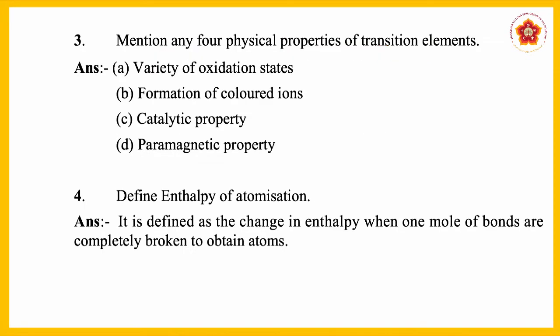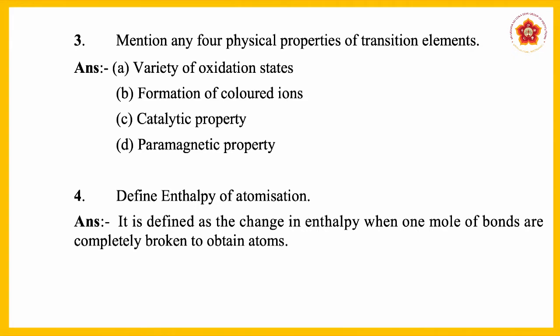Let us now see the third question in this part. Mention any 4 physical properties of transition elements. Remember that these transition elements are in the center of the periodic table. On one side you have the S block, on the other side you have the P block. In between you have these D block elements. So, some of the properties are a variety of oxidation states, which we call variable oxidation states, formation of colored ions, and catalytic and paramagnetic properties. All this we are going to study in today's segments a little bit in detail. This was only given as an introduction in earlier parts.